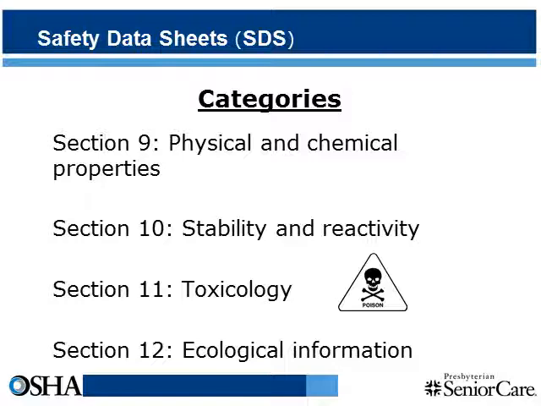Section 10 is about stability and reactivity. Are there any other chemicals that should not come into contact with this one? Should you be careful around static electricity? Section 11 covers toxicology, the likely ways you might be exposed, and the symptoms and effects of that exposure. Section 12 is for ecological matters. What will happen to the fish if you dump this stuff in the river? Or what will happen to your garden if you throw it out the back window?